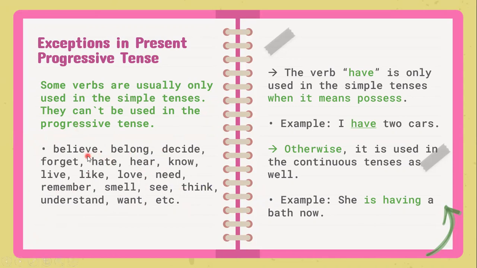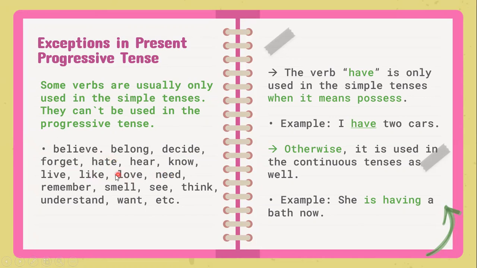So believe couldn't be written as believing. Belong, okay, possession stays belong. Decide, okay, mental action stays decide. Forget, also a mental action. Feelings, when I'm sharing feelings, I hate, I love, I like.